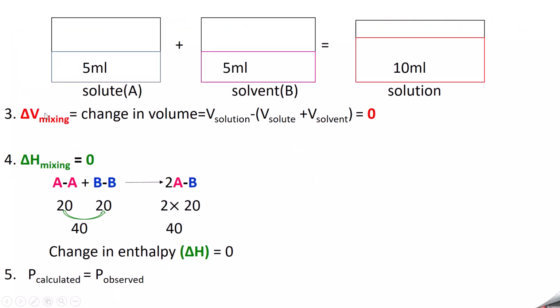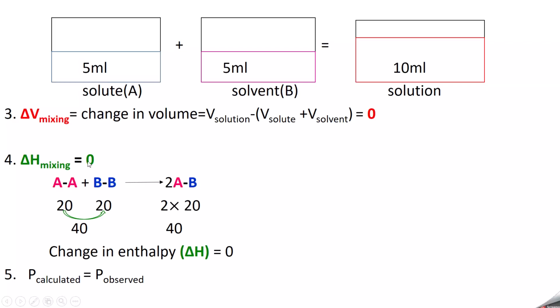The next condition is that delta V mixing should be equal to 0. That is, the change in volume on mixing will be equal to 0. You take 5 ml of solute and 5 ml of solvent. You add the solute and solvent into another beaker to form a solution. The total volume will be equal to 10 ml because we are adding 5 ml of solute and 5 ml of solvent. So you find out the change in volume. Change in volume is equal to V solution minus V of solute plus V of solvent. That will be equal to 0, so 10 minus 10 is equal to 0. If delta V mixing is equal to 0, then the solution is taken as an ideal solution.